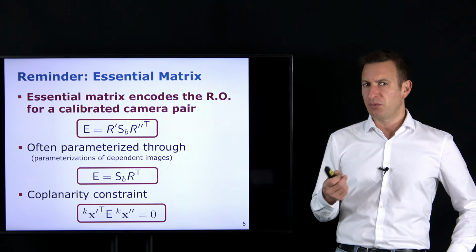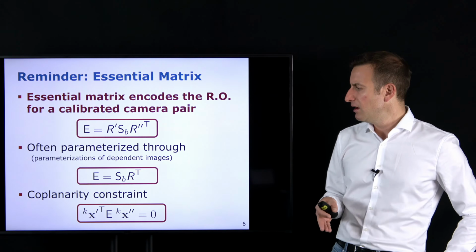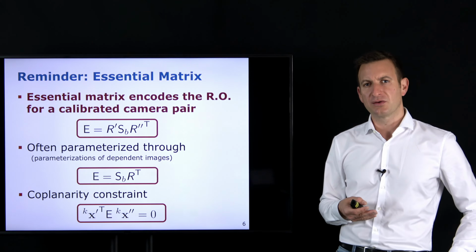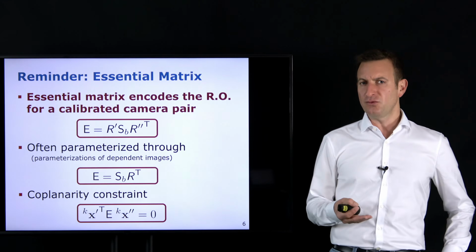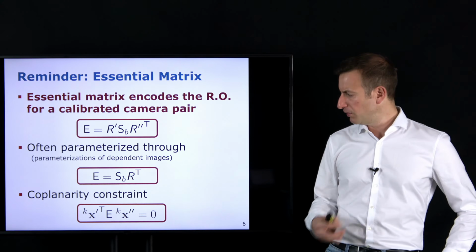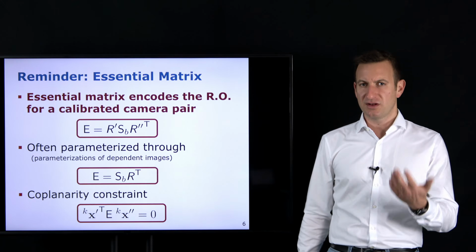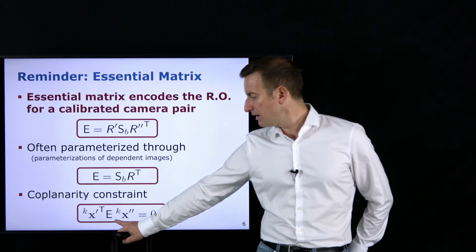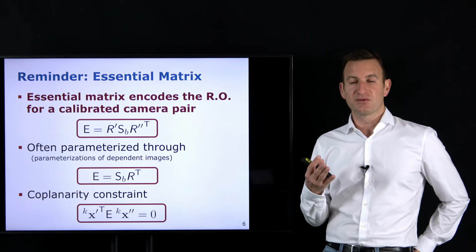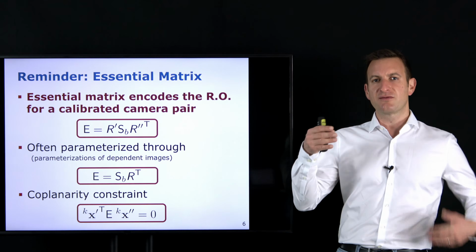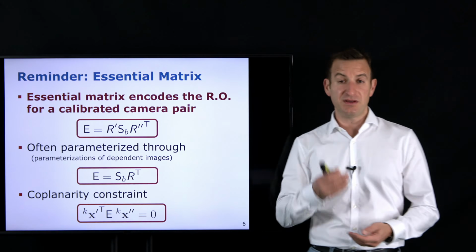And what is important, why is this essential matrix useful for us today? Because it encodes a so-called coplanarity constraint, which has been written down here. So if two points are corresponding points, so if this x prime and x double prime is an image point in image number 1 and image number 2, and we assume that those pixel locations have been generated from the same point in the environment, then this equation must be 0.